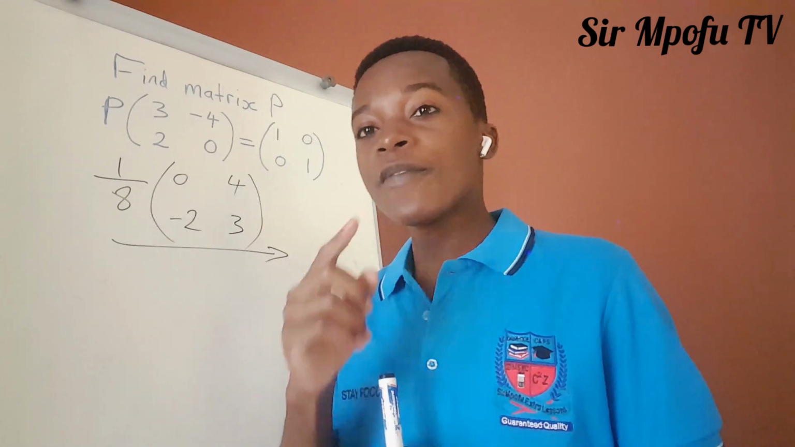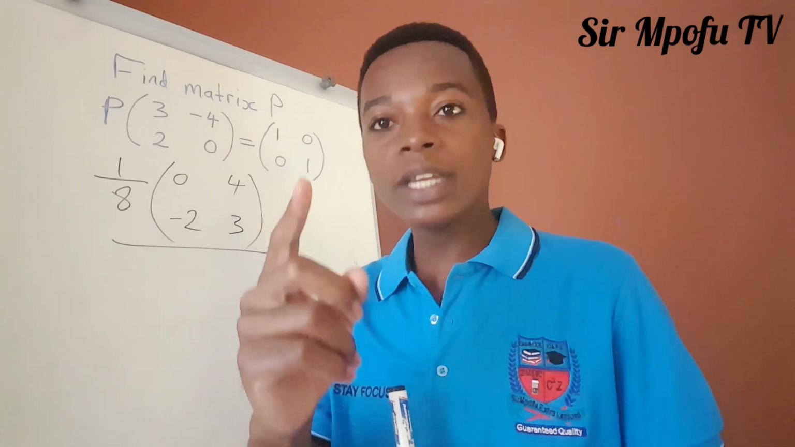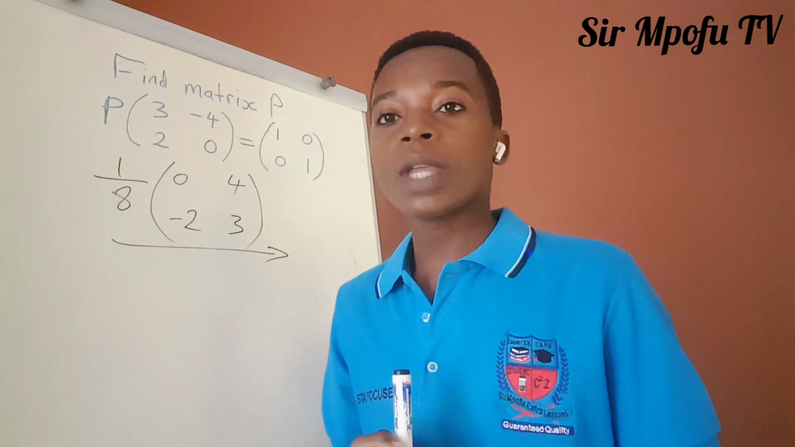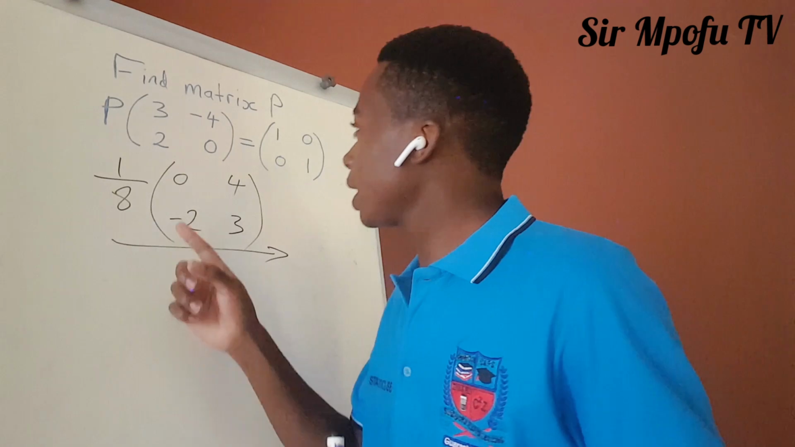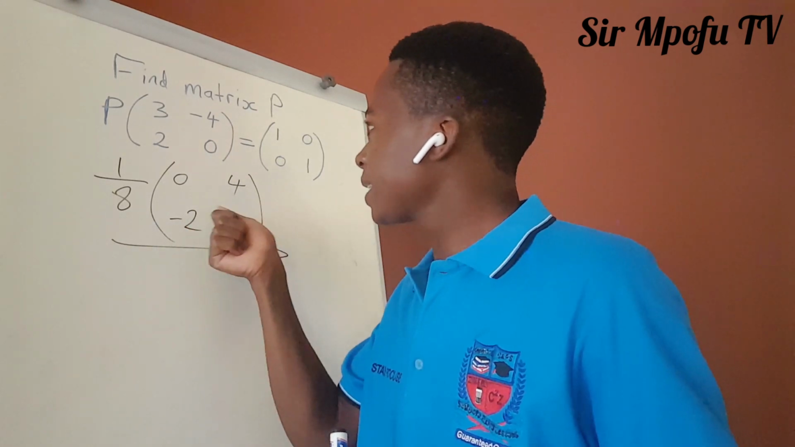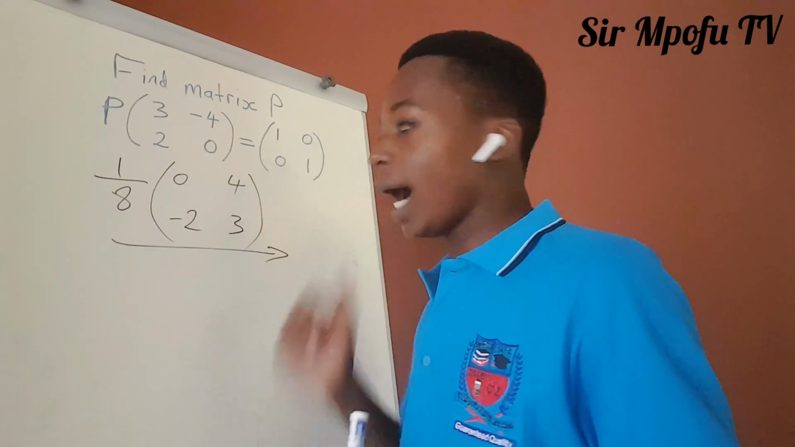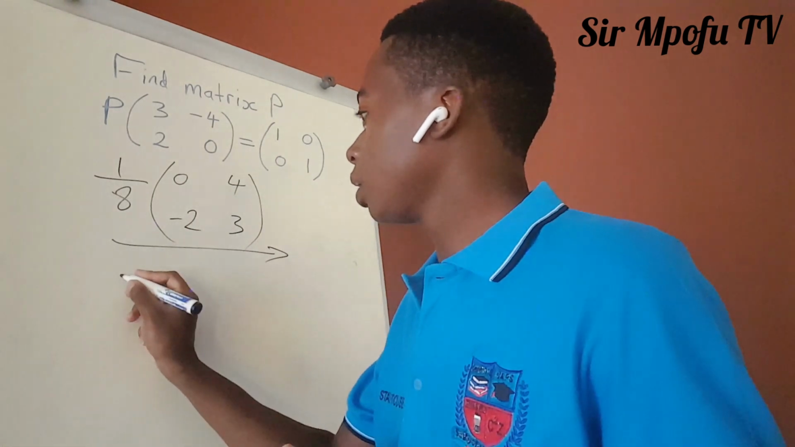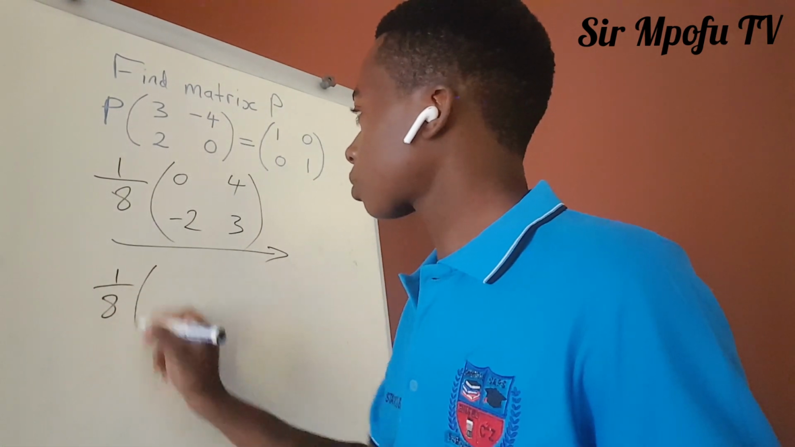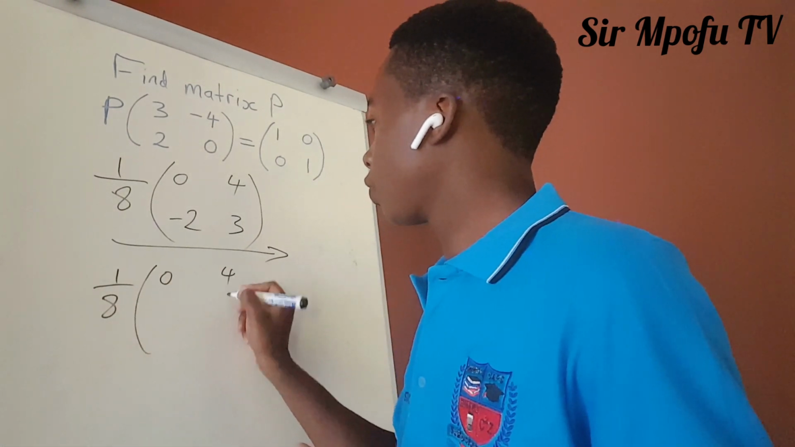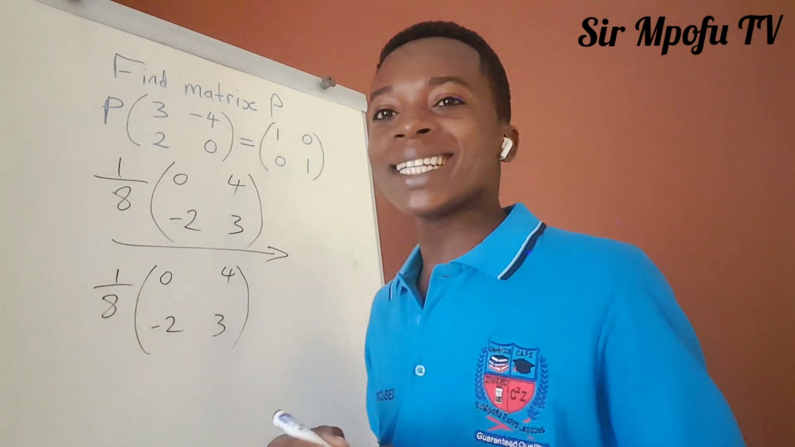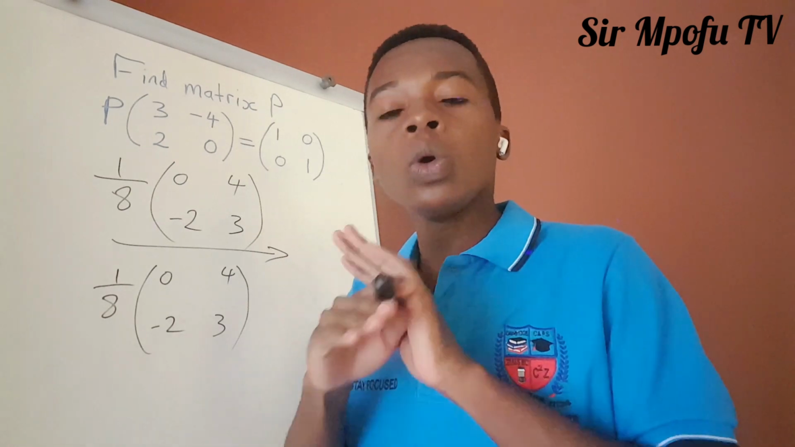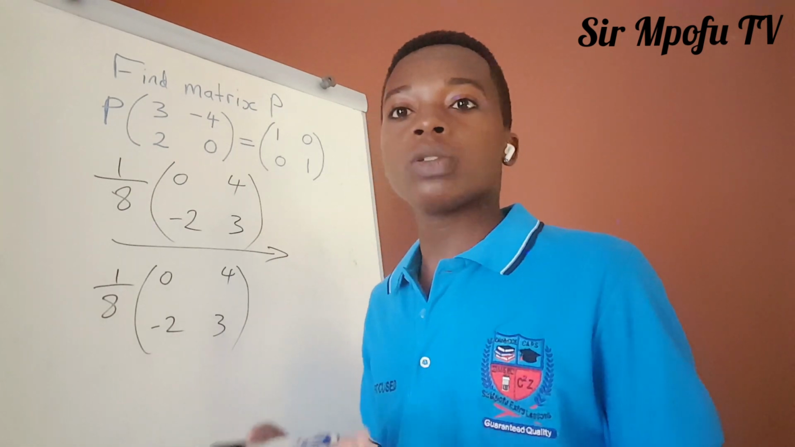Now let us prove it, as I always told you, there is no mathematical question that cannot be proved. If your teacher can't prove a mathematical question, it means he doesn't want to prove it. Okay, now let us prove it. It means this times that, we should get our identity matrix. Let's do that. So it will be 1 over 8, then 0, 4, minus 2, 3.